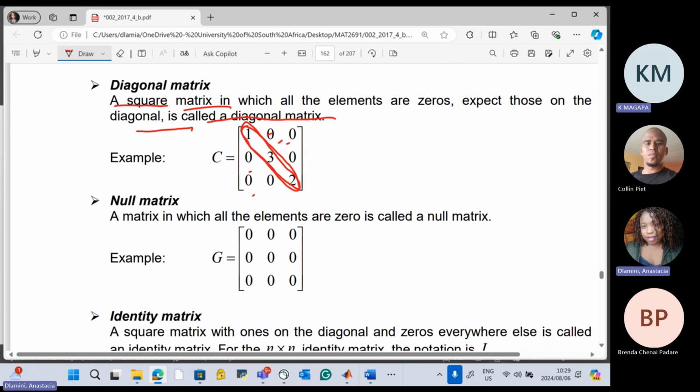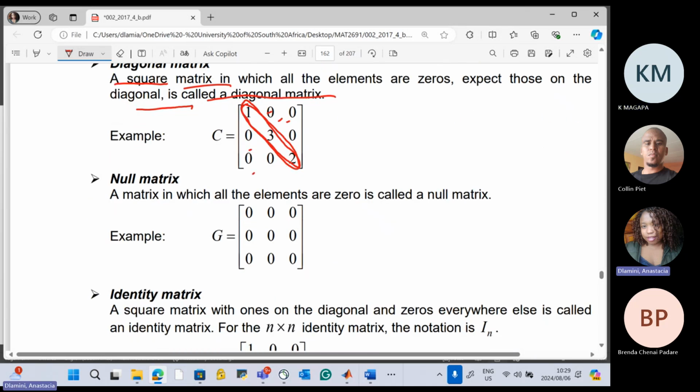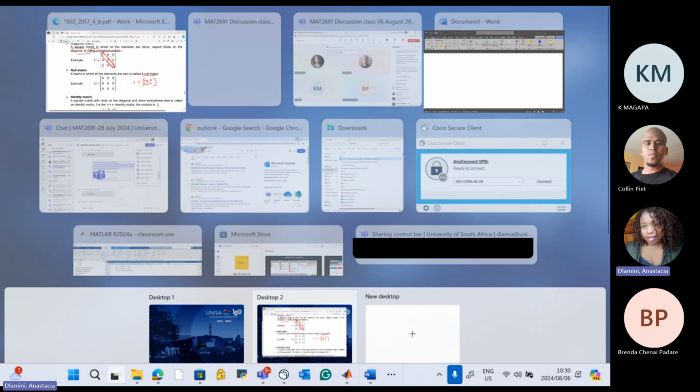Yes, ma'am. Now the null matrix, also called the zero matrix. It's a matrix in which all the elements are 0. It doesn't necessarily have to be a square matrix, it can be a matrix with any form of dimension. It's called a null matrix or a zero matrix as long as all the elements are 0. This is also a zero matrix, where you have 0, 0, 0, 0, 0, 0, and this is not a square matrix. So that's also a null matrix. I hope we are together there.